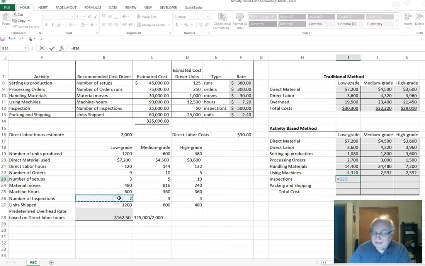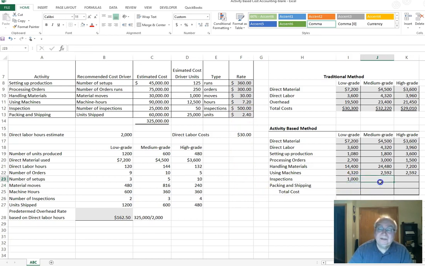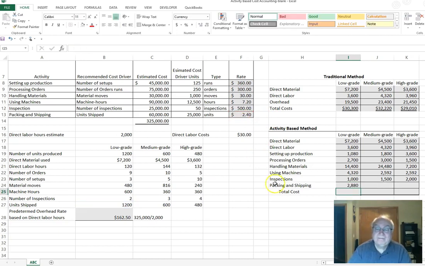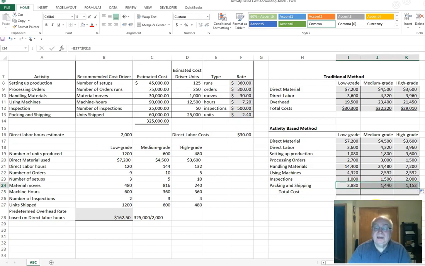Inspections, we had 2 inspections. Cost per inspection is 500. So we take 2 times the 500, and then we also take the 3 times the 500, and last is the 4 times the 500. And for packing and material, we have the 1,200 times the $2.40. Okay, and we add those, bring them across. Then we total those up.